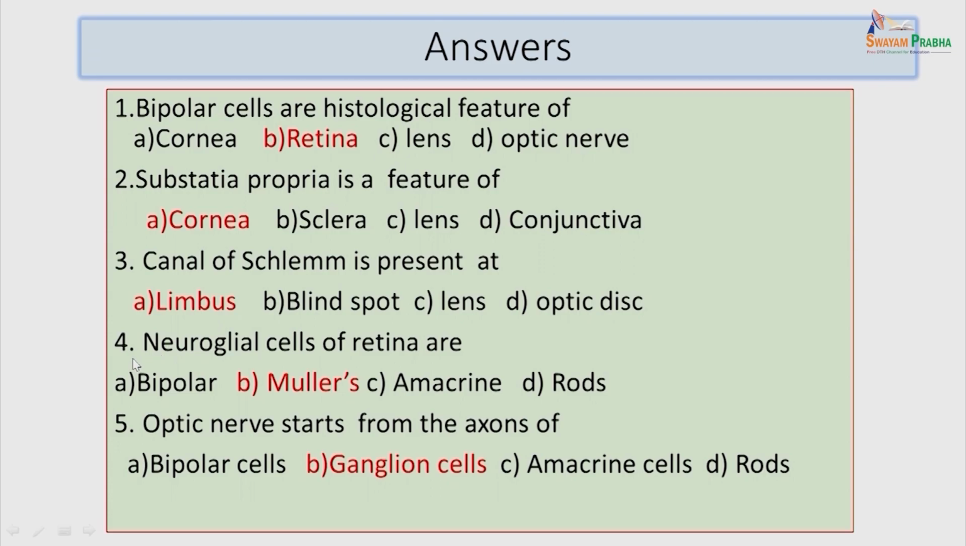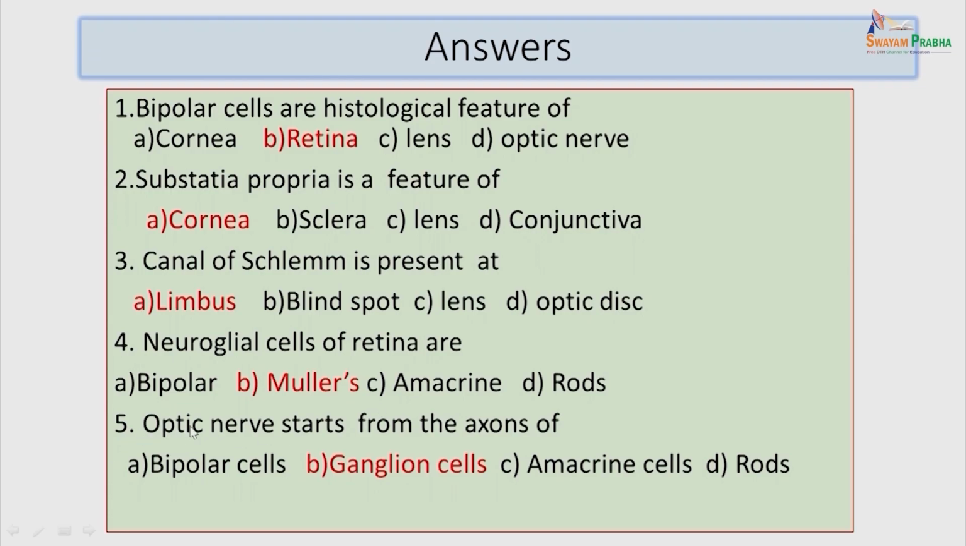Question number 4. Neuroglial cells of retina are bipolar, Muller's, amacrine, rods. The answer is Muller's. These Muller cells are otherwise called retinoglial cells. All other cells are neuronal cells which are present in the retina.